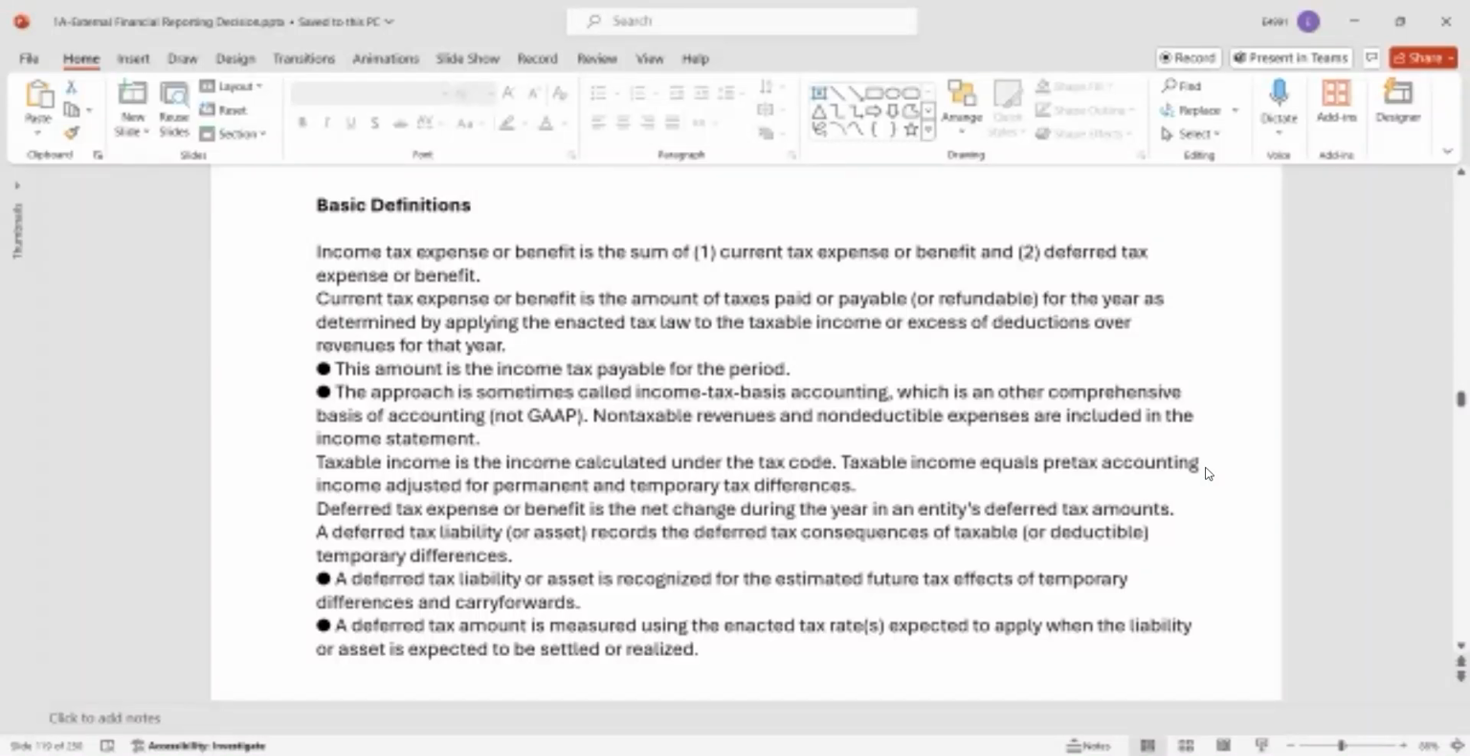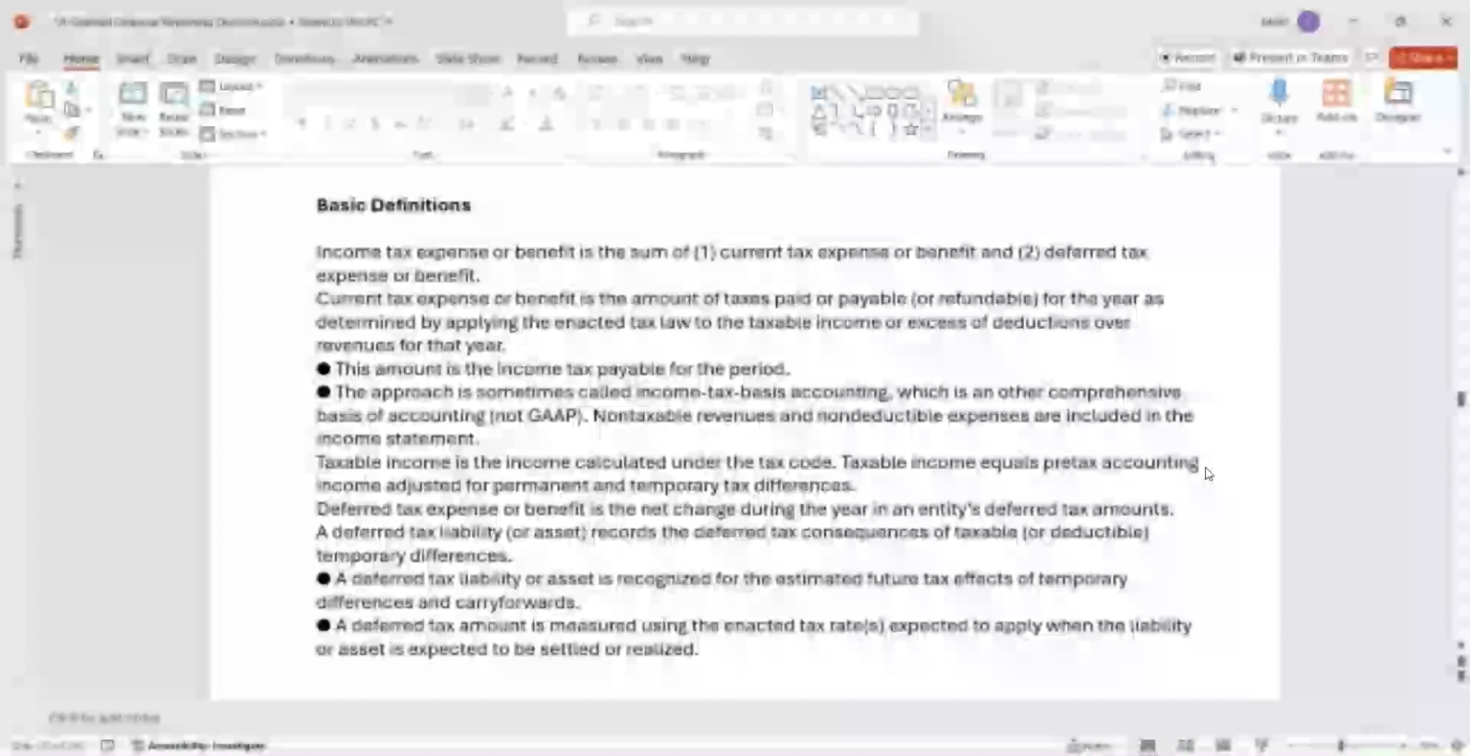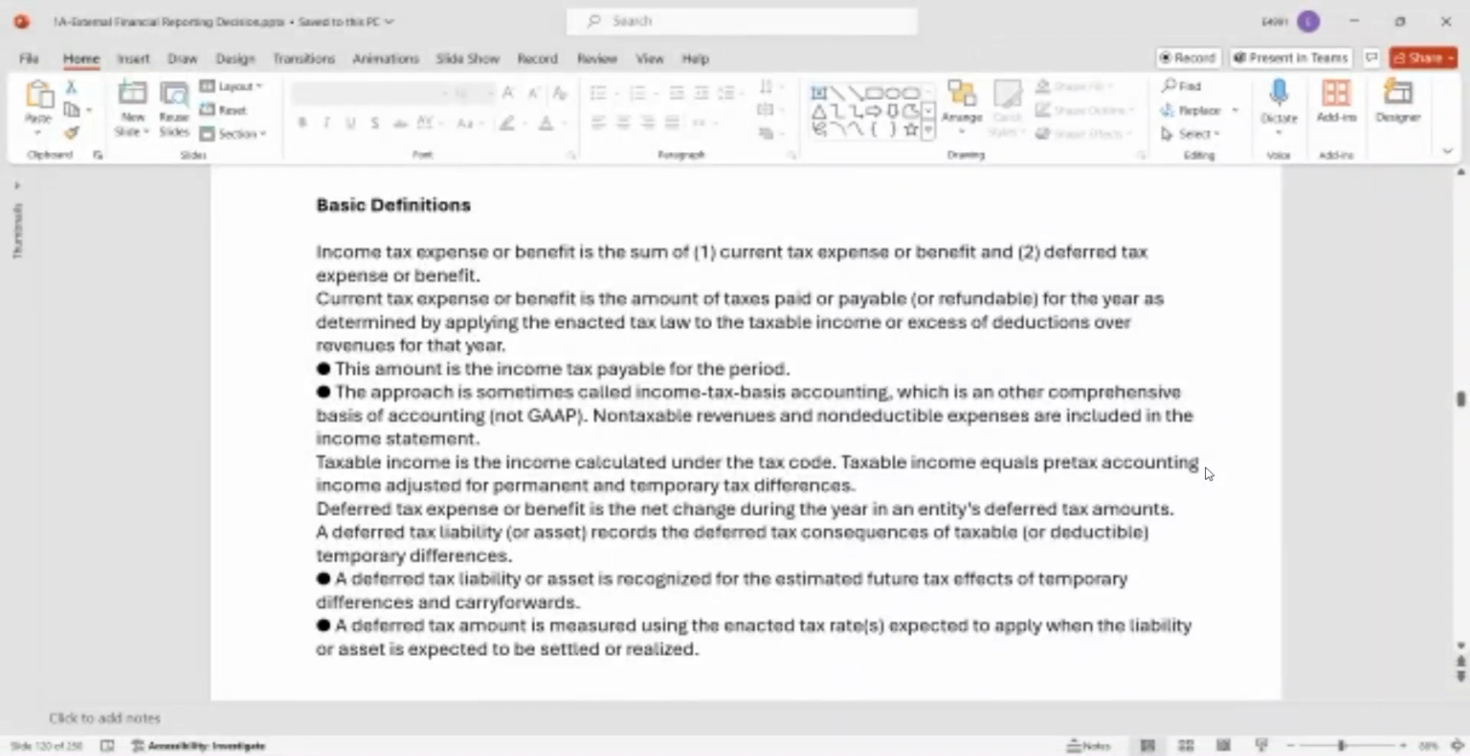Basic definitions. Income tax expense or benefit is the sum of current tax expense or benefit and deferred tax expense or benefit. Current tax expense or benefit is the amount of taxes paid or payable or refundable for the year as determined by applying the enacted tax law to the taxable income or excess of deductions over revenues for that year. This amount is an income tax payable for the period. The approach is sometimes called income tax basis accounting, which is an other comprehensive basis of accounting, not GAAP.